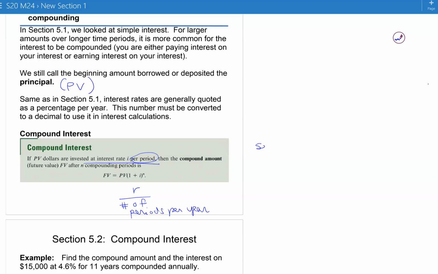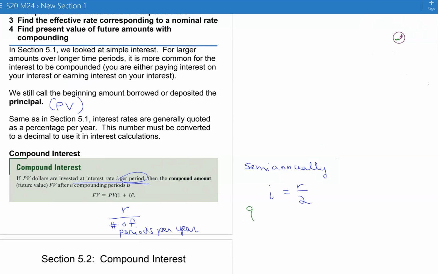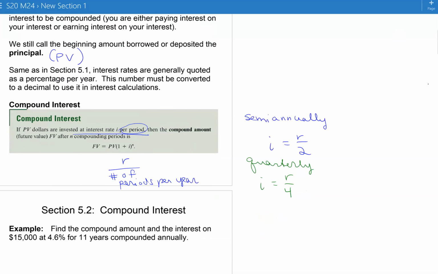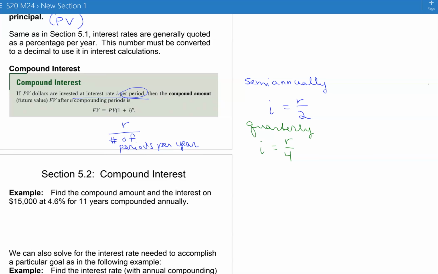So if you're semi-annually, then I is R over 2. If you're quarterly, I is R over 4. And you can see that monthly would then be R over 12. So then we have N, which is the number of compounding periods total.